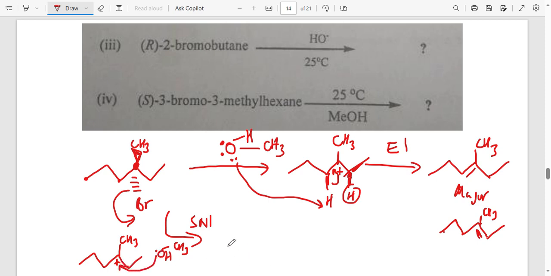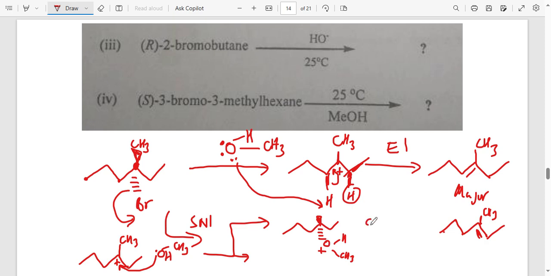But then when it attacks, there are two possibilities. It can attack from the front or it can attack from behind. So I've got a methyl here, so I'll maintain the methyl on a wedge. Meaning that your group can come here. Remember it has hydrogen and the CH3. This will be positively charged.